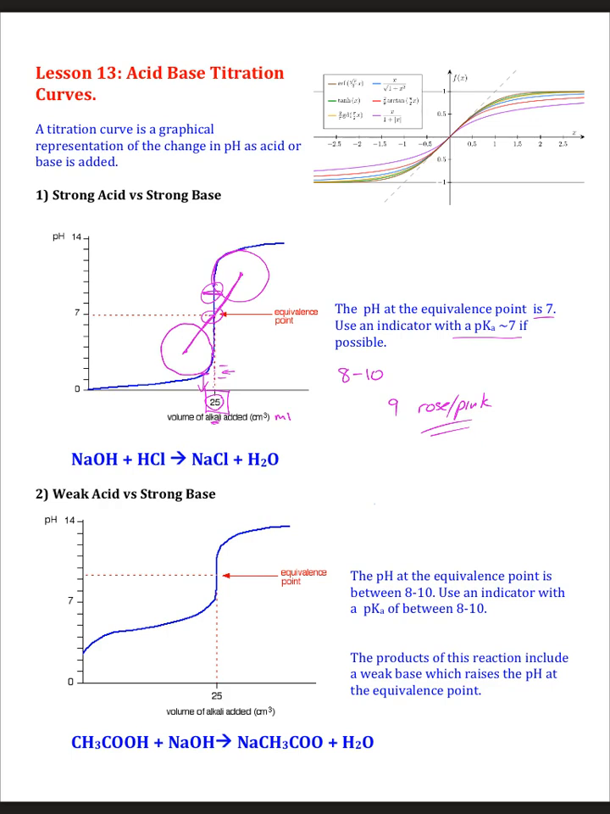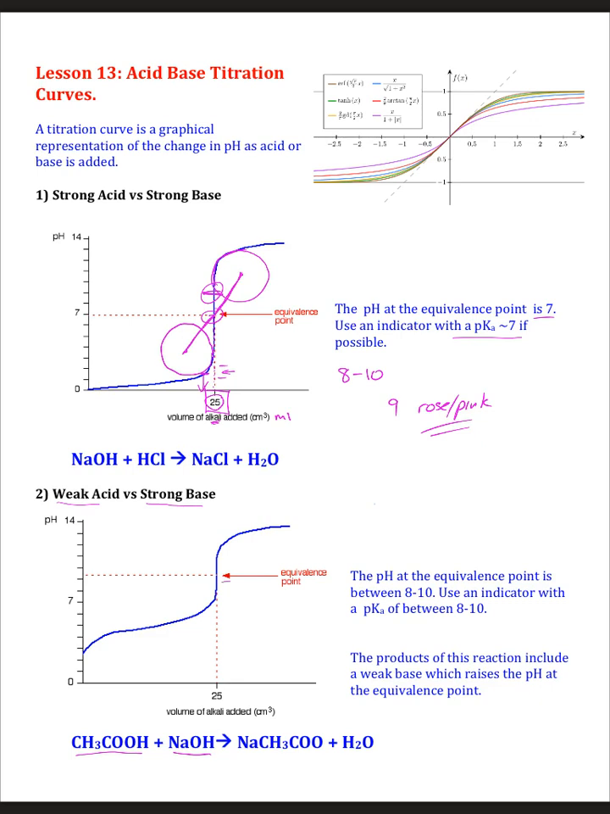It would be incorrect. The second titration we'll look at is when you take a weak acid and you neutralize it with a strong base. So here's an example. We have acetic acid and sodium hydroxide. Now, this graph, although it looks very similar, does have a couple of differences. One difference is the equivalence point is now actually higher.